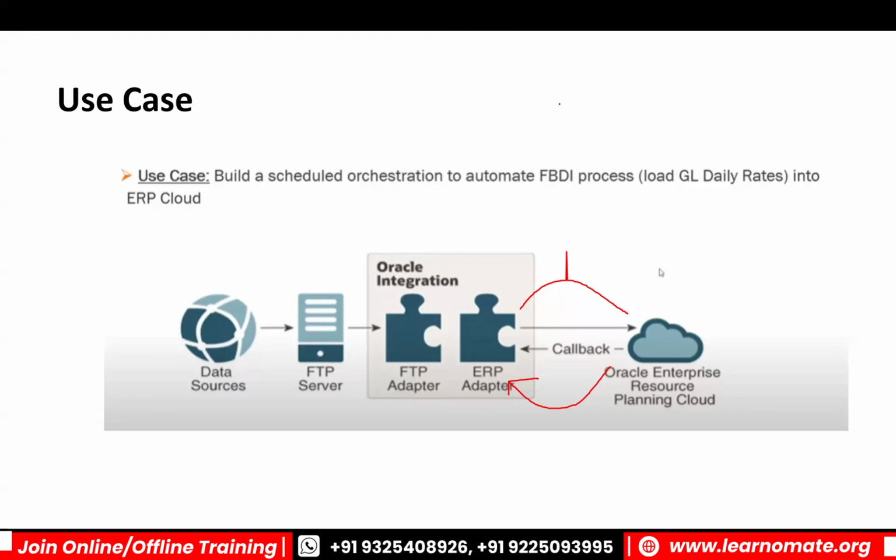For example, FBDI. FBDI is a Fusion process. It is not an OIC process. So in Fusion, if you have to load the data, what process will we use? Either we can use the REST APIs or we can use FBDI, file-based data import. We should know how to use that, and only then will we be able to call it in our OIC. So we will be seeing how I can create a record in Fusion with the help of the REST API manually, and then we'll do the same solution in OIC.